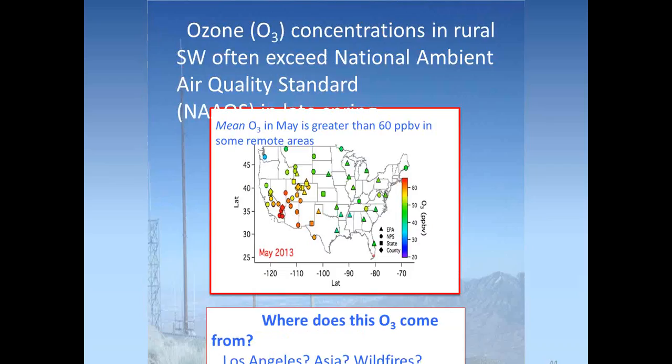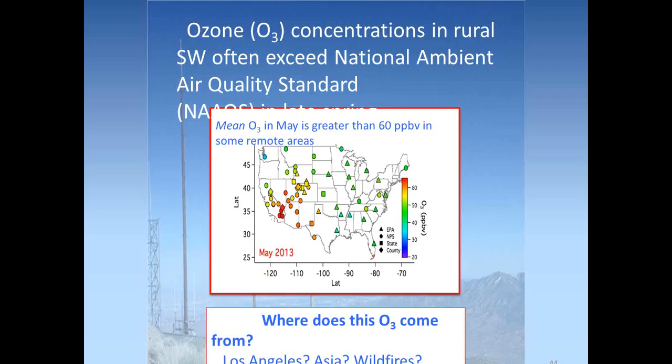The next slide just gives a little background here. These slides are created on a Mac, and they're looking a little different on a PC. But this is just showing, for example, during May of 2013, what the monthly mean for May ozone looked like at a bunch of the CASTNET and National Park sites. And you can see that in the southwest there's a real hot spot where quite a few of the places have mean ozone over 60 parts per billion, in many cases in quite remote areas here.